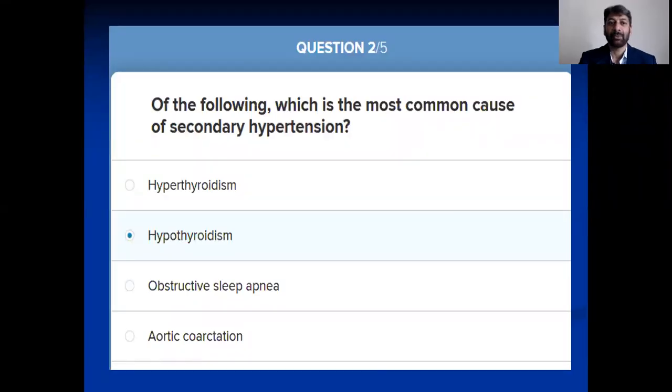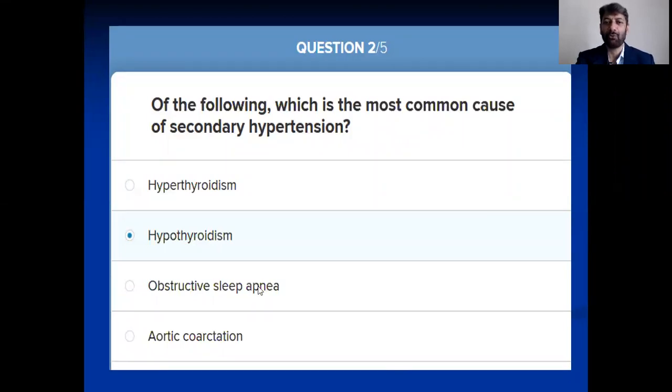I'm just going to share the question with you. This is a question in relation to hypertension. You're seeing on screen: of the following, which is the most common cause of secondary hypertension? That means today we are going to cover the etiology of hypertension. Although most of the time, almost 90 to 95% of the time, it is essential, that is without any reason, sometimes you may have some secondary cause associated with hypertension.